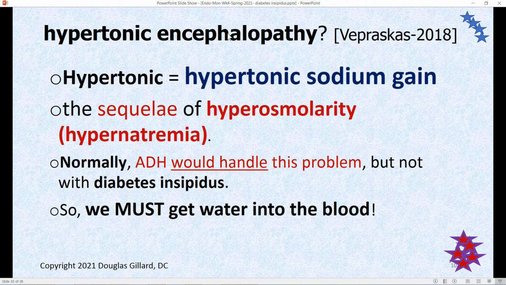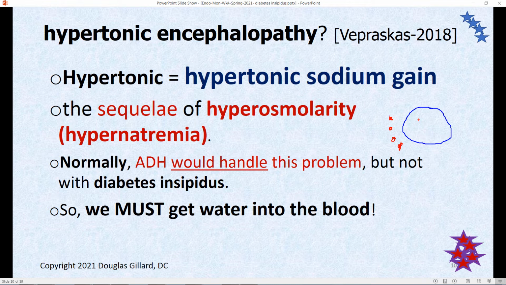Hypertonic encephalopathy. Hypertonic is short for hypertonic sodium gain. So if you suck water out of a brain cell, here's a brain cell, and here is, let's say, I've never done this before, so bear with me. Let's make them red. Here's sodium out here. Way too much sodium. We'll just make 4 of them. So way too much sodium in the blood and in the interstitial fluid.